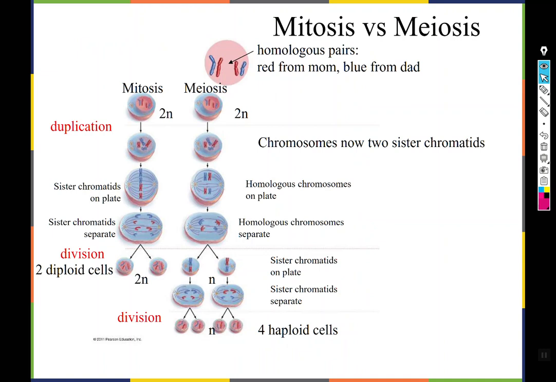So I like this slide because it explicitly compares and contrasts meiosis versus mitosis and shows how they're similar and how they're different. So for that particular potential exam question, you should use this slide to practice your skills. Be able to tell me how they're the same and be able to tell me how they're different.